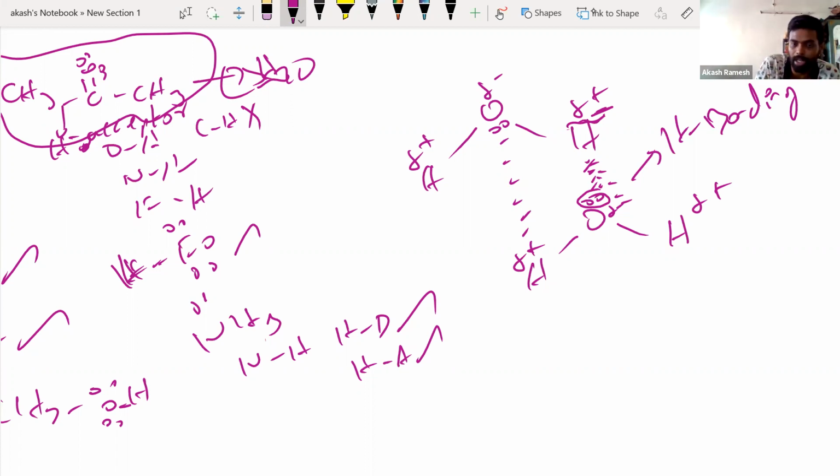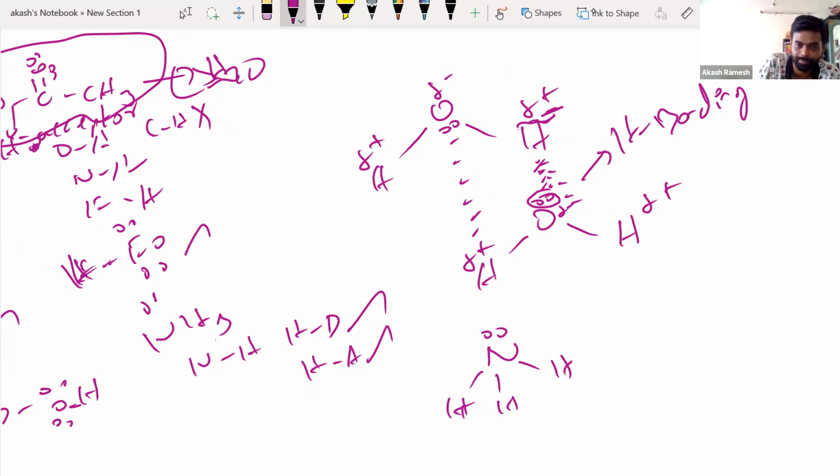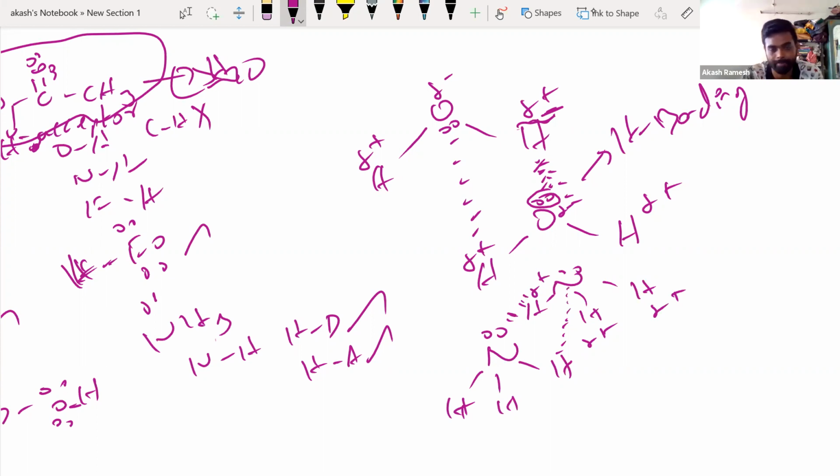Same goes with your HF. I'll take ammonia as an example and try to understand. Lone pair. Say there is a lone pair here, right? Now there's a del positive, del positive, del positive. Now I can have an interaction between the del positive and the lone pair on nitrogen. Same way, this hydrogen and the lone pair on this nitrogen can have an interaction like this. This is what is called hydrogen bonding.